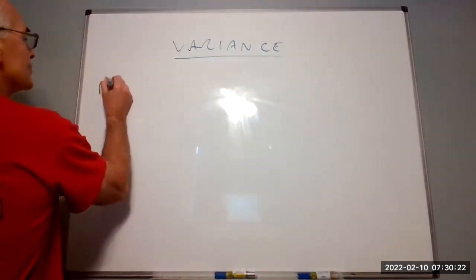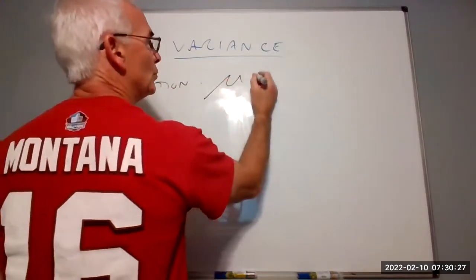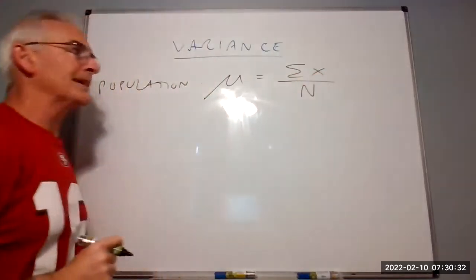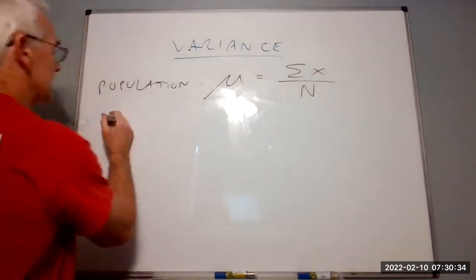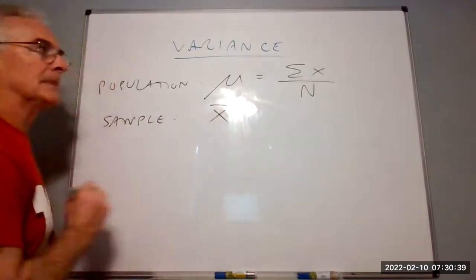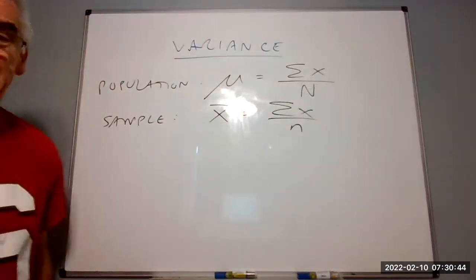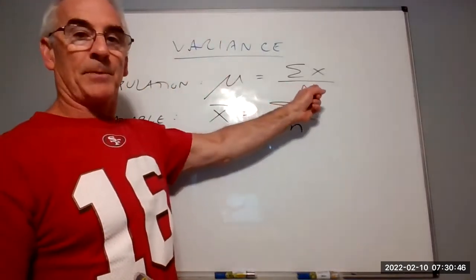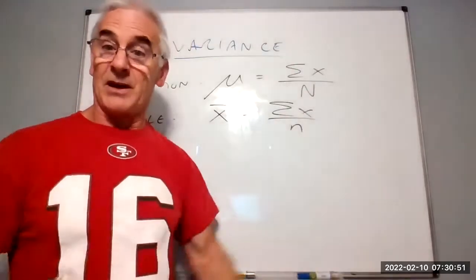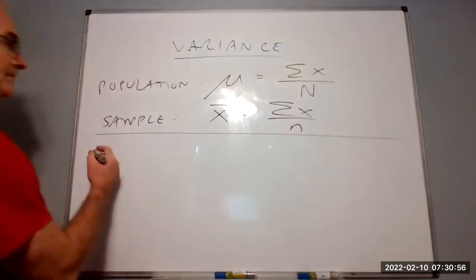So for a population, we called it mu, and that was the sum of all the scores over the number in the population. If it was a sample, we call it X bar, and it's the sum of all the scores over the number in the sample. It's the exact same formula. Big N is the number in the entire population. Little n is the number in the sample, but it's the same formula. Add up all the values, divide by n. Piece of cake.